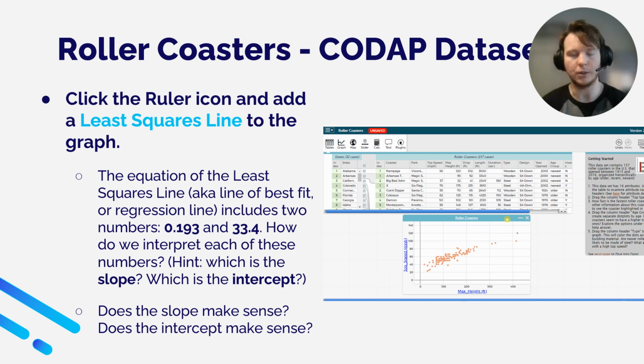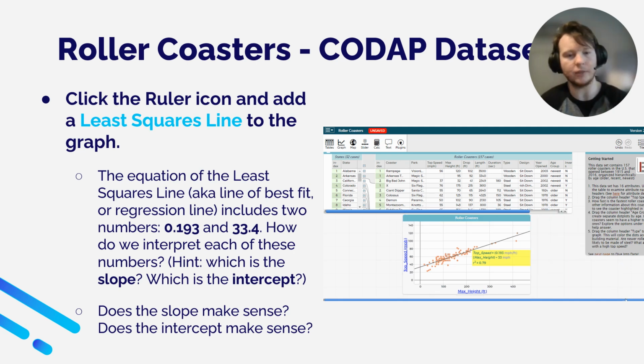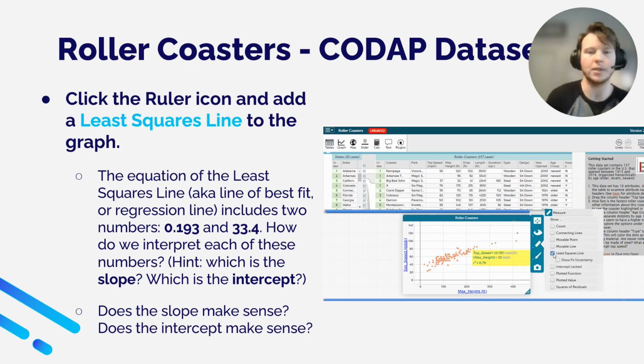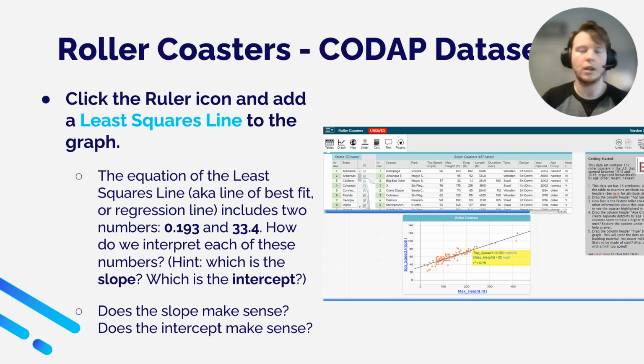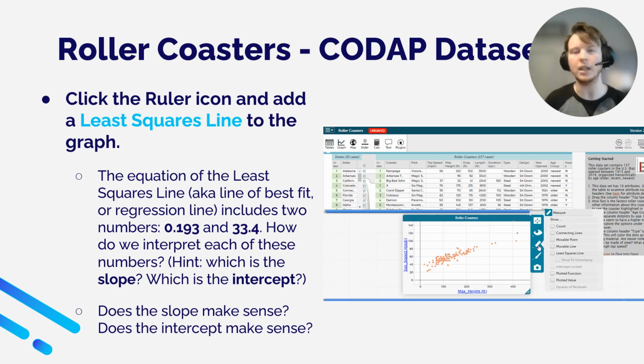Next, as shown in the GIF to the right, students are going to click on the ruler icon and add a least squares line to the graph. This will also display the equation of the least squares line with a slope and an intercept. Students might notice that the slope goes with the variable and the intercept is the number that is not paired with the variable. It's important anytime we fit a trend line to think about, does the slope make sense? Does the intercept make sense? If they do, what do they mean?